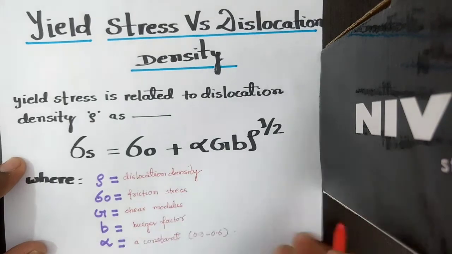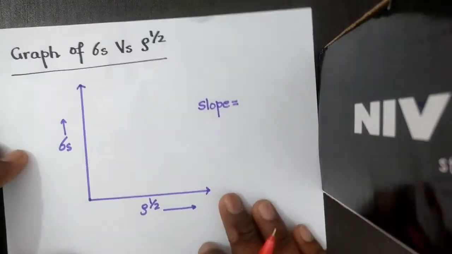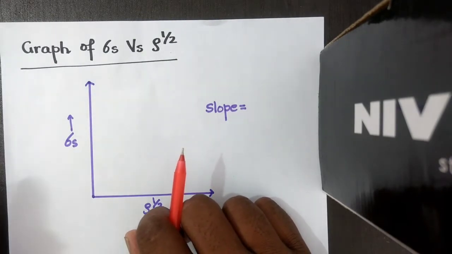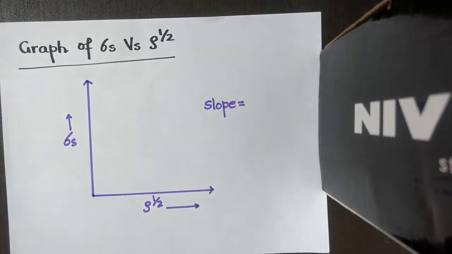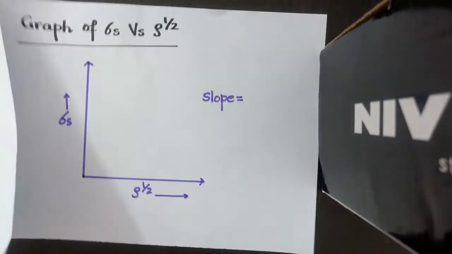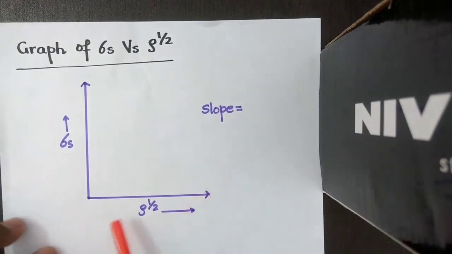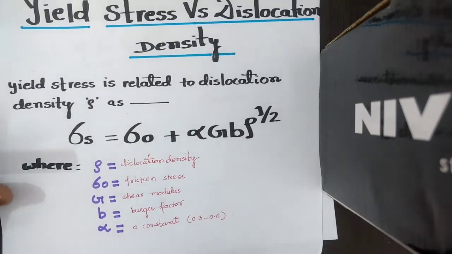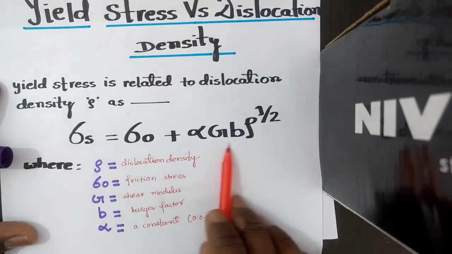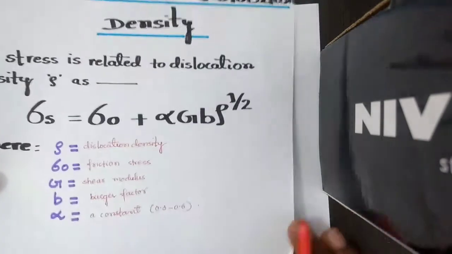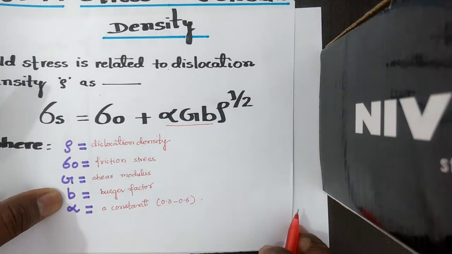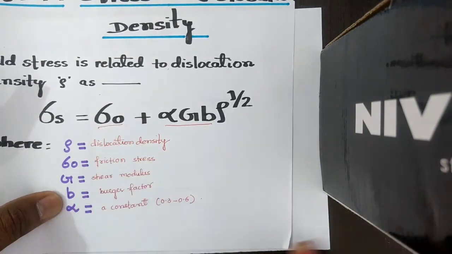So let's draw the graph between the yield stress and the dislocation density. When we draw the graph, from the equation we can say that it is not the dislocation density but the square root of the dislocation density. So from the equation there is a linear relationship between these two, and the graph will be a straight line, the slope will be alpha G b, and this will be the intercept on the y-axis.